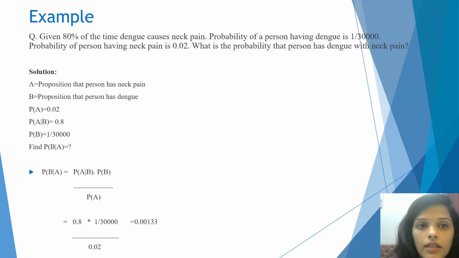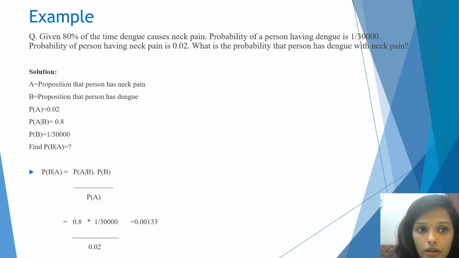As you can see in the question, we have been given certain facts: 80% of the time dengue is causing neck pain. We are also given that the probability of a person having dengue is 1 by 30,000 and the probability of a person having neck pain is 0.02. On the basis of these facts, we are required to find the probability that a person has dengue with neck pain.